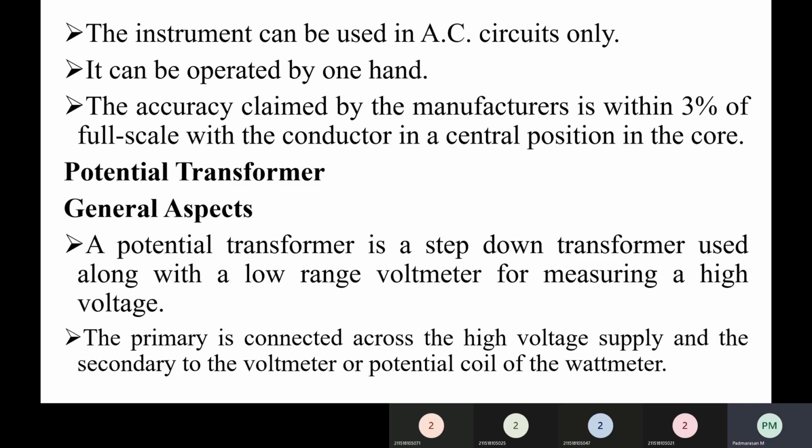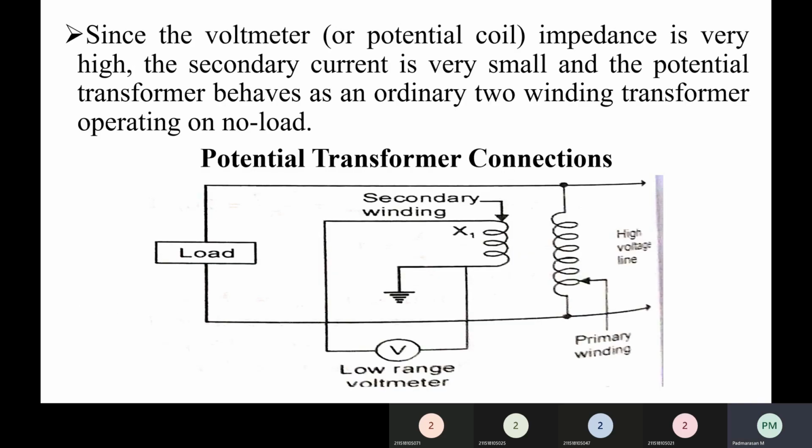So to measure high voltage, this potential transformer can be used with a low range voltmeter. The primary is connected across the high voltage supply, and the secondary to the voltmeter or potential coil of the wattmeter. Since the voltmeter or potential coil impedance is very high, the secondary current is very small, and the potential transformer behaves as an ordinary two-winding transformer operating on no load.